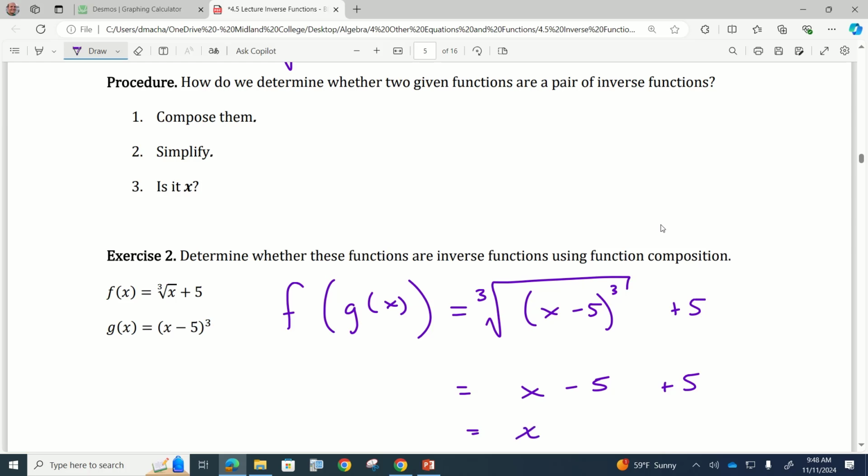So are those inverses? Yes. They are inverse functions because when I composed them and I simplified, I just got x. It doesn't matter the order. You could do g of f of x, and you should still get x once you finally finish all the simplifying.